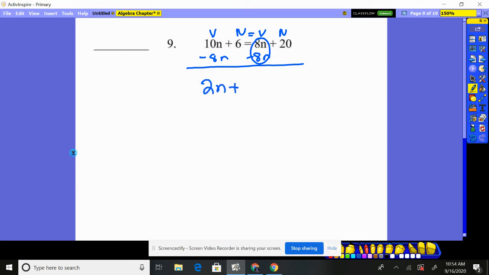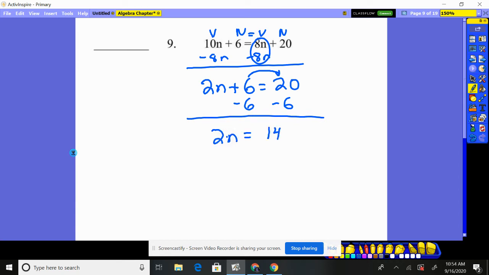So I have 2n plus the number 6 equals 0 plus 20 is the number 20. So you have all your variables, the 2n over there by itself. So move this 6 over to the other side. So we subtract 6 from both sides of the equation. 2n is equal to 14. Now, how do I get rid of multiplying by 2? The final step, we divide by 2 in this case. N is 7.